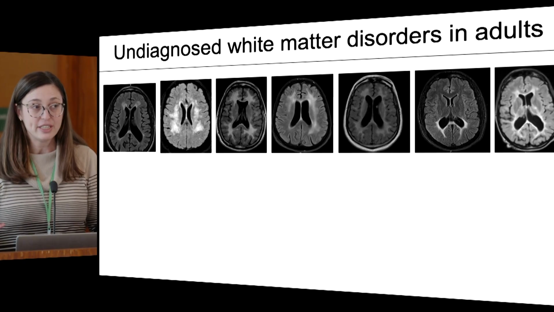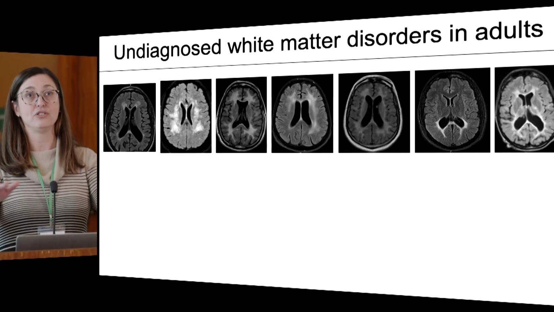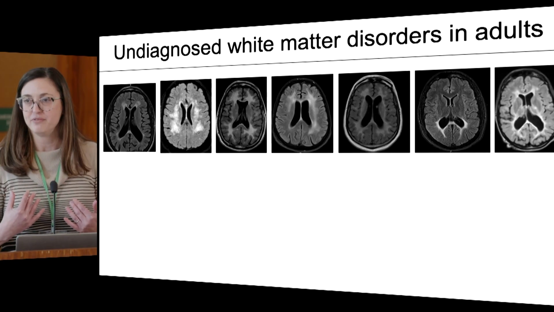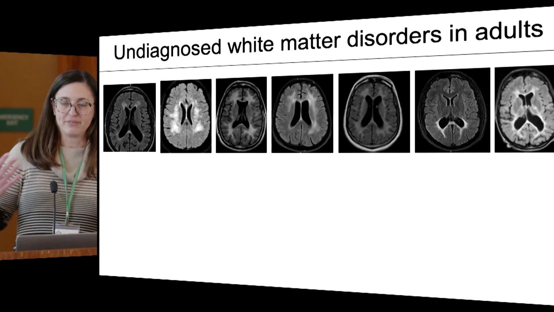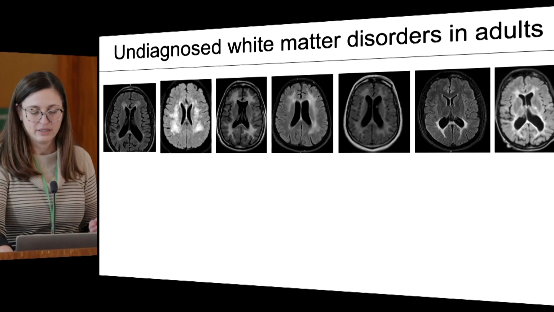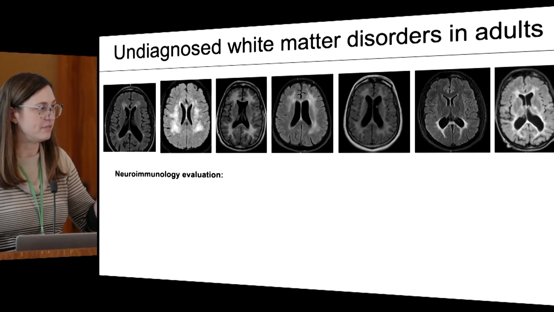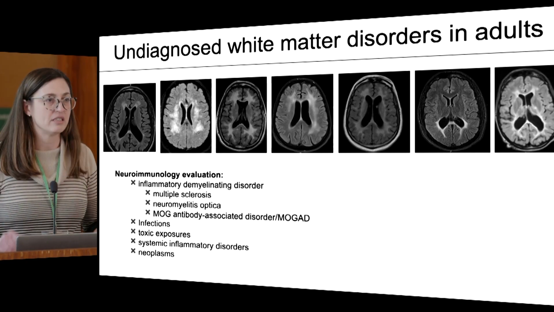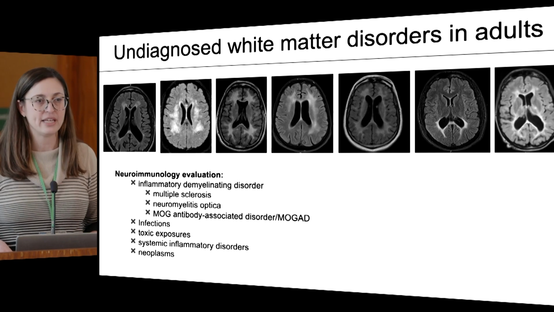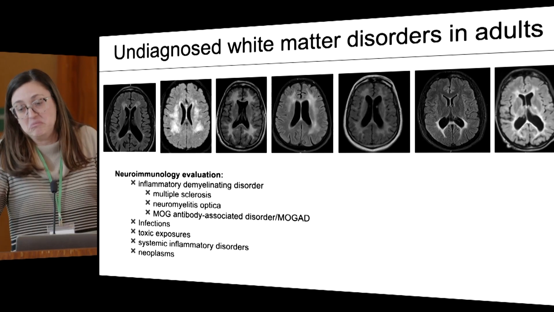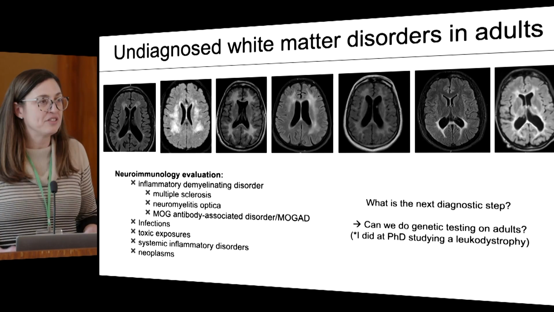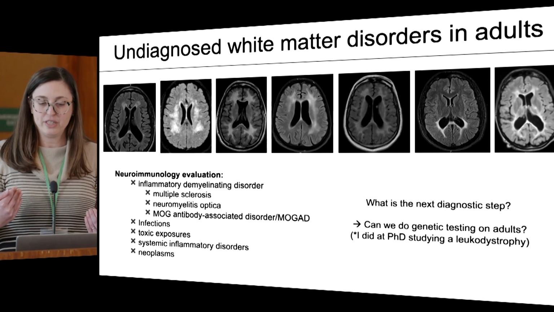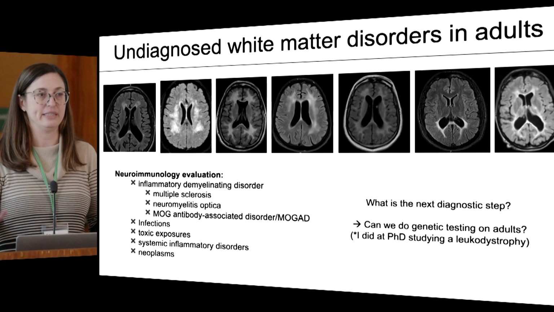So I started sort of launching into genetic disorders as a neurologist when I was a fellow at Hopkins, and we would have case conference once a week where there was someone who just didn't fit the MS diagnosis, NMO, MOG, infections, systemic autoimmune disorders. And they're like, I don't know what it is. And so what's the next diagnostic step? And so I wanted to know, could we do genetic testing on adults? And it's not a coincidence I asked this question.